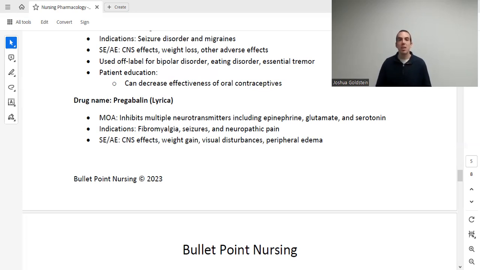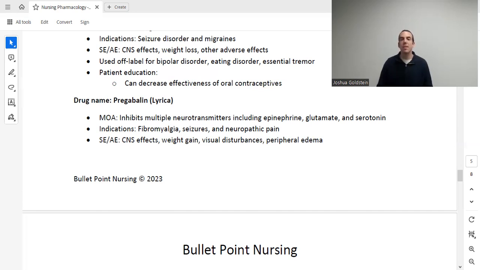Let's cover one more medication for seizures, and that is pregabalin, also known as Lyrica. The mechanism of action here is that it inhibits multiple neurotransmitters such as epinephrine, glutamate, serotonin, and more. What is it used for? It's used for fibromyalgia, actually more than seizures, but it is also labeled for seizure use as well as neuropathic pain.